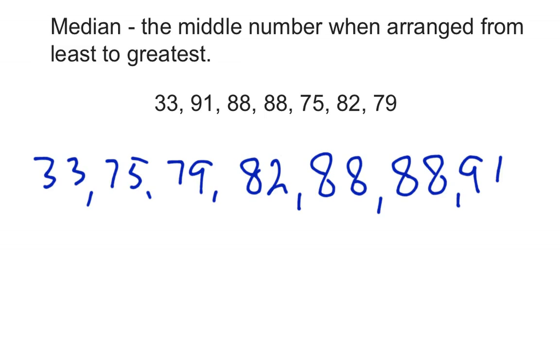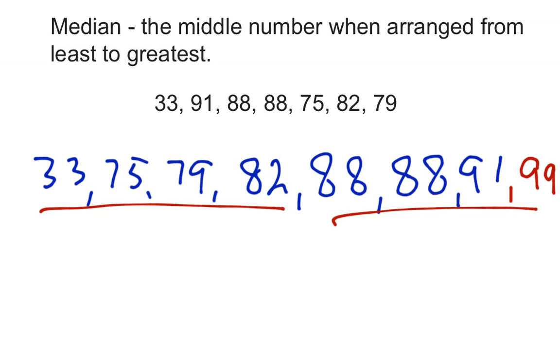Okay, when we did this, we had an exact middle. It was 82. Let's just pretend for a second here that I added on an extra number. Let's add on the 99. Because now when I do this, what happens is I don't end up with an exact middle number. Because there are four numbers here and there are four numbers here, there isn't a number that's exactly in the middle. But that's what we want to find.